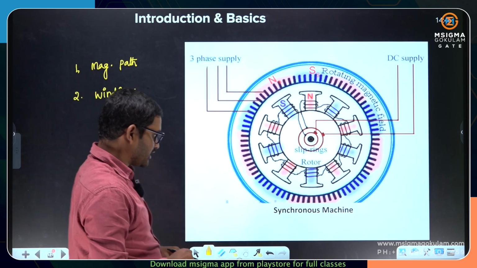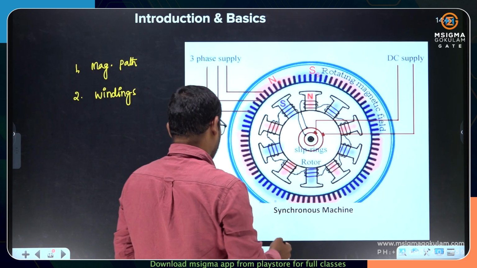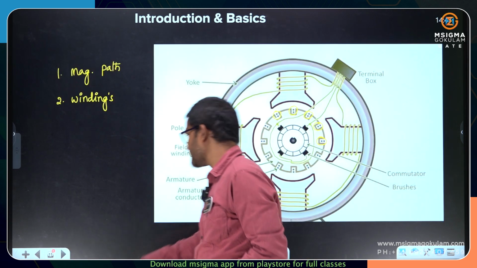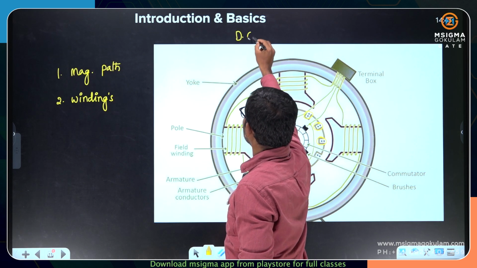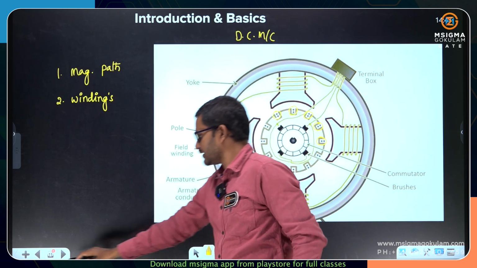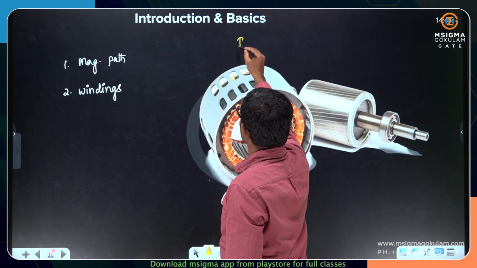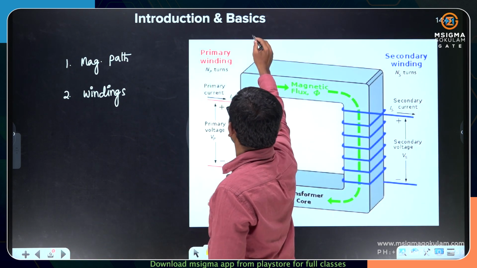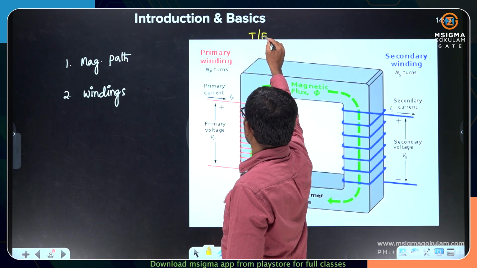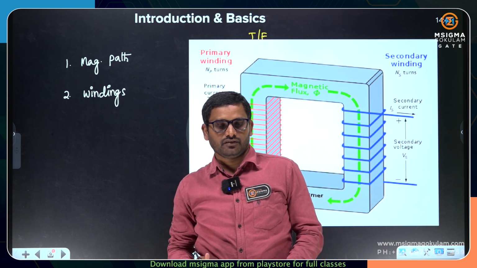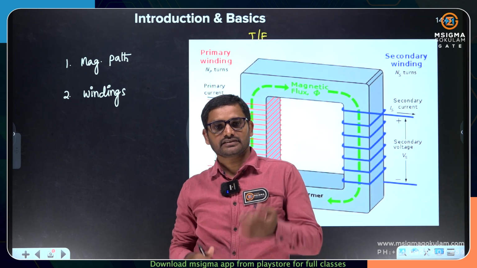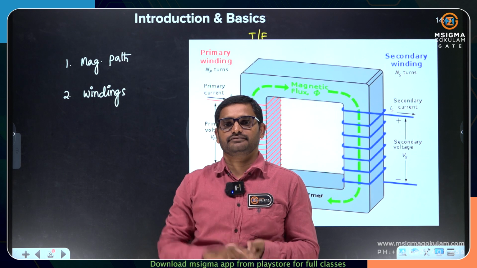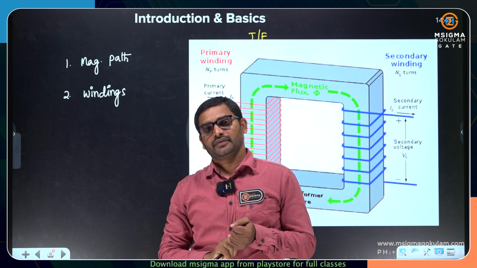Okay. So these are four machineries that is what I can say: synchronous machine, DC machine, induction machines and transformer. So whatever the machine you see, whatever the machine you observe, what I can conclude is, by looking at the machines, they are designed with the help of magnetic path and windings. That is the point I wanted to say.